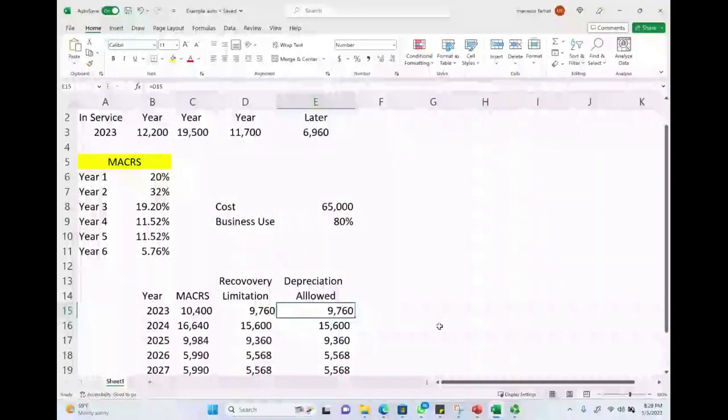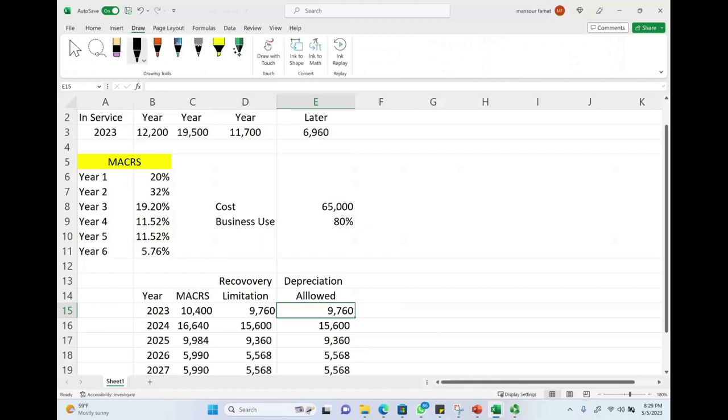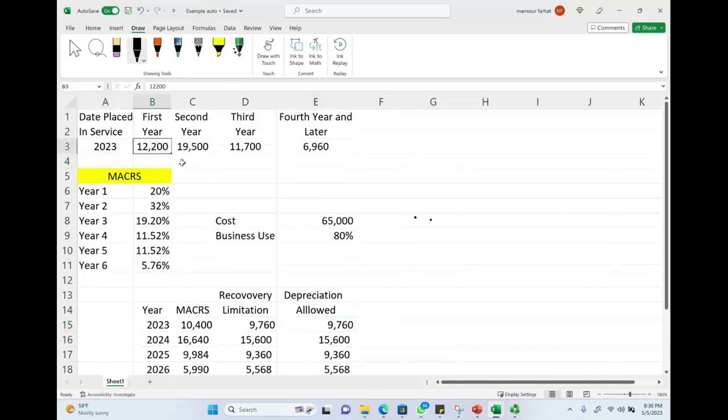Here, we're going to assume that Adam purchased a car and it cost Adam $65,000. A vehicle less than 6,000 pounds, the business use is 80%, therefore the personal use is 20%. For the sake of illustration, we're looking at the year 2023, and here are the limits: 12,200, the second year 19,500, the third year 11,700, fourth year and subsequent years 6,960. Now, the vehicle is a 5-year asset, so the MACRS rates are year 1, 20%, 32%, 19.2%, 11.52%, 11.52%, and year 6, 5.76%. Now, if you don't know what MACRS is, you want to go to the MACRS mid-year convention and mid-quarter, just to understand MACRS.